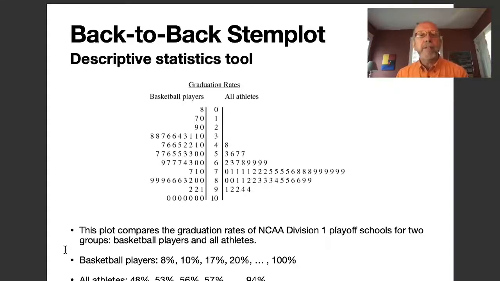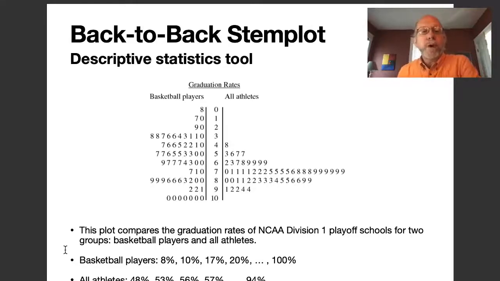And the example also introduces a plot of a certain type that we'll be seeing a lot over the course of the semester. This is called a back-to-back stem plot. And in this case, we're using it to compare graduation rates of basketball players at a certain set of schools to the rates for all athletes at those schools.